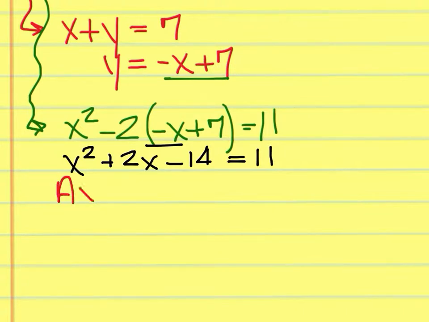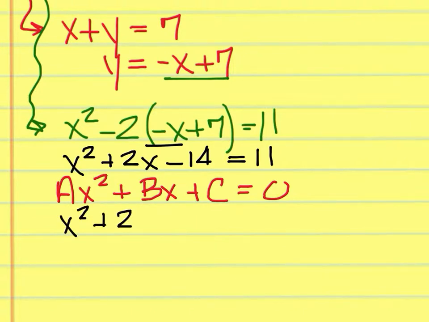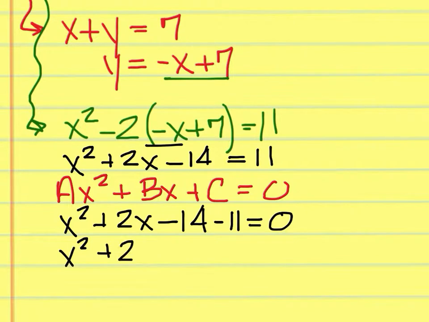Remember, you must get this into the quadratic form of ax squared plus bx plus c equals 0. And if you'll notice, we already have x squared plus 2x minus 14 on the left, but we need to move that 11 over with it and make it minus 11. So x squared plus 2x, and then you're going to end up with minus 14 minus 11, which is a minus 25. And set that equal to 0.